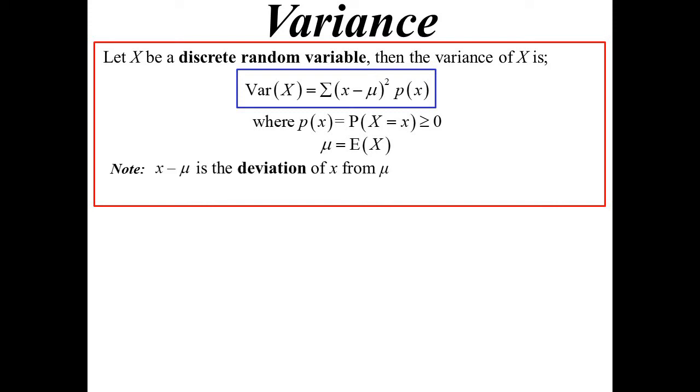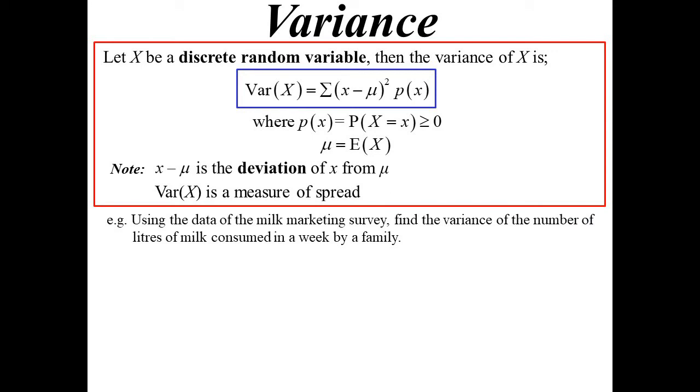So this x minus mu part, what is it? Well, it's what we call the deviation from the mean. How far away from the average is our actual piece of data? And this one's a measure of spread then, because it's basically measuring how far away from the average we are.